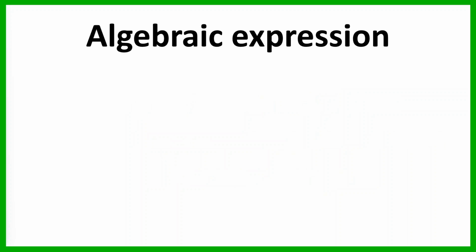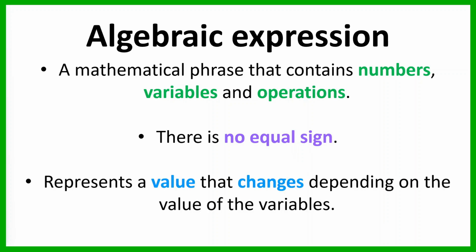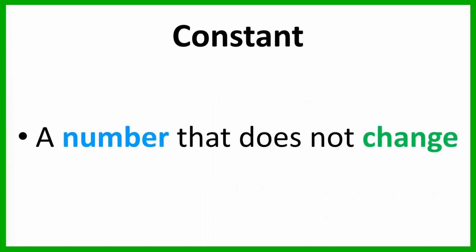An algebraic expression is a mathematical phrase that contains numbers, variables, and operations. There is no equal sign in an algebraic expression. If there's an equal sign, it means it is an equation. An algebraic expression represents a value that changes depending on the value of the variables in the expression. A constant is a number that does not change. It will always have the same value.